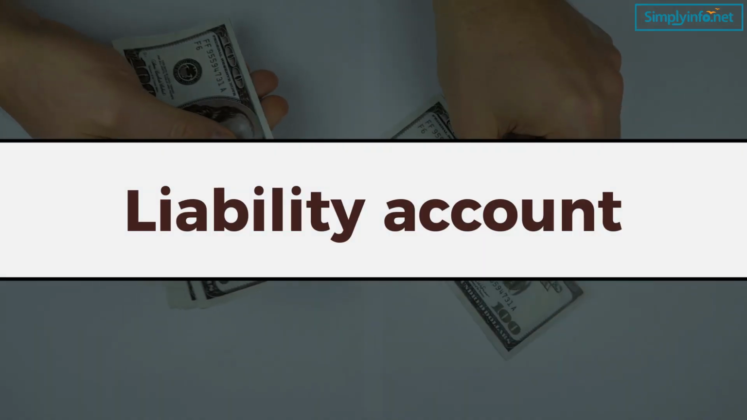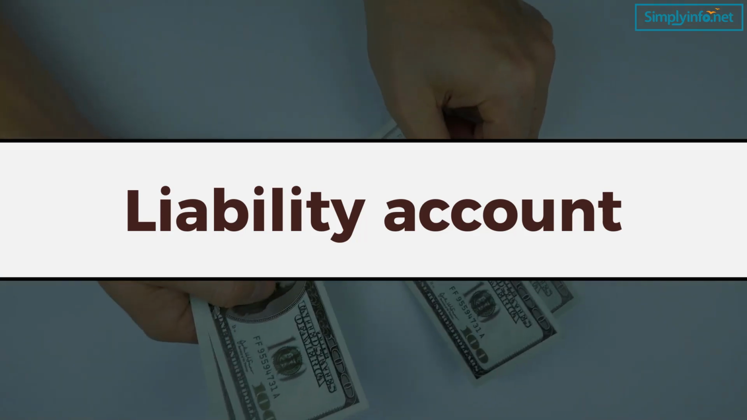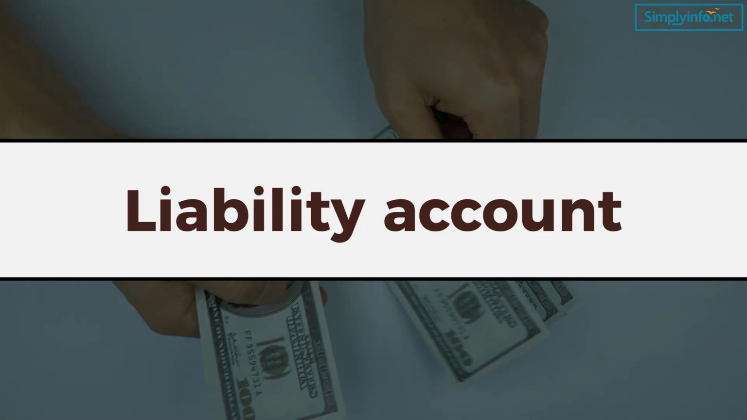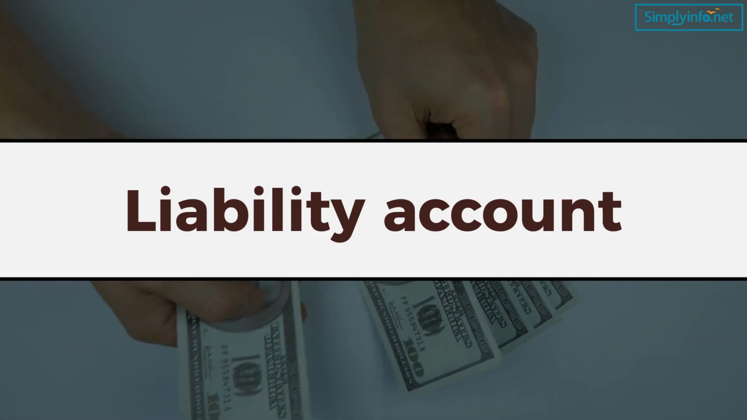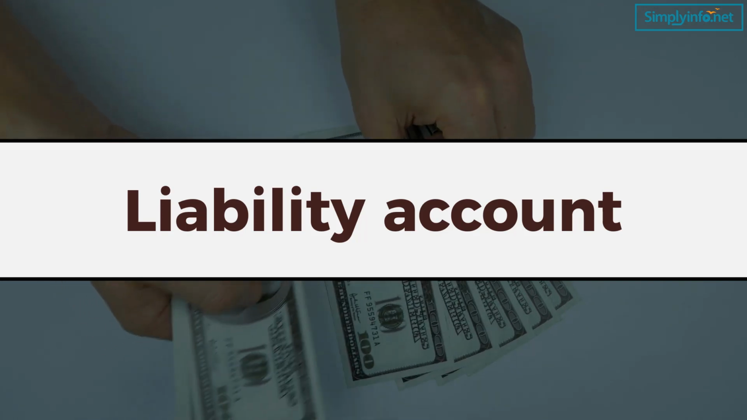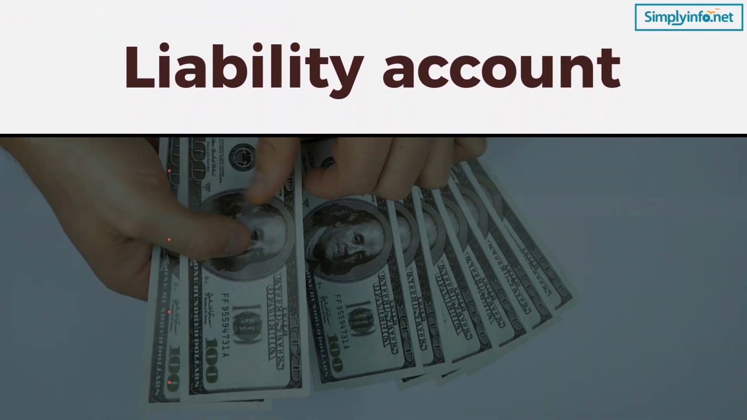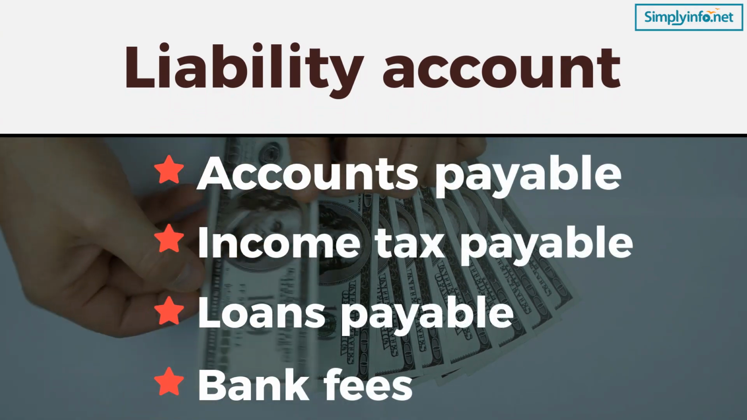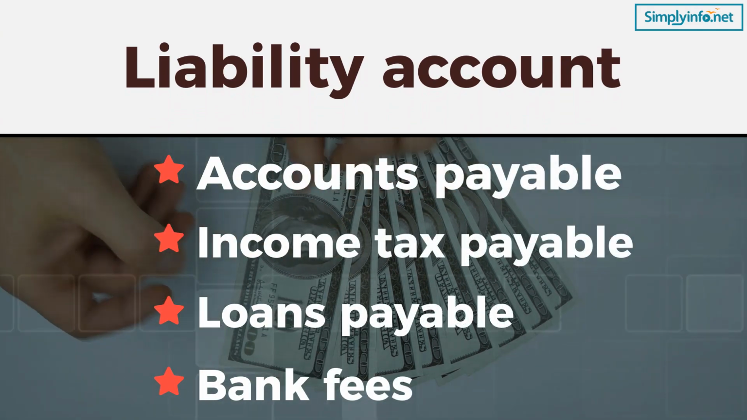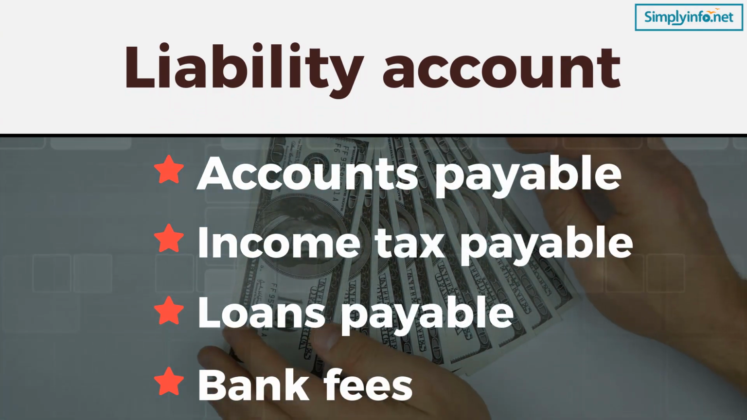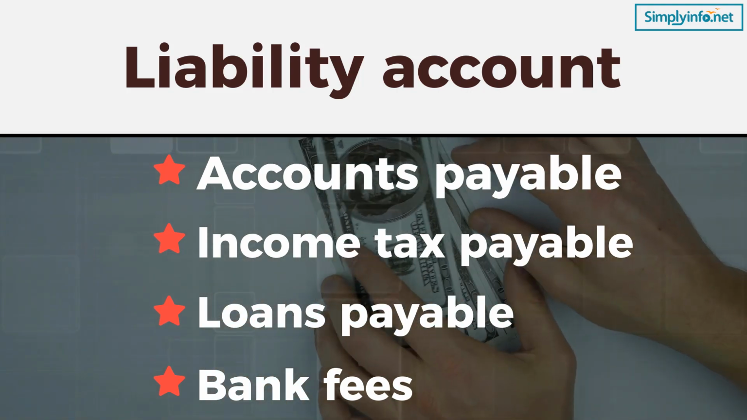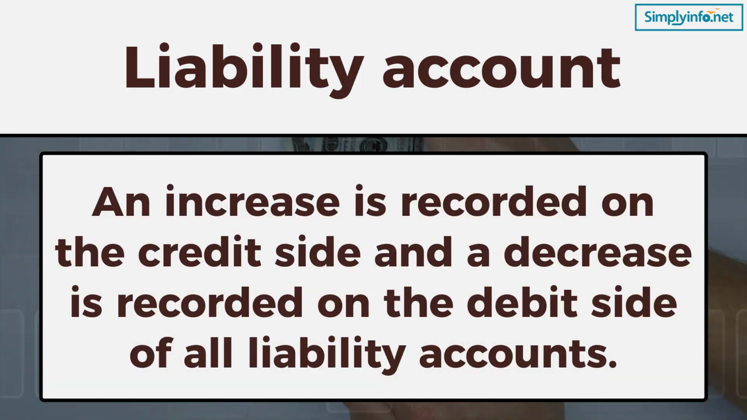Number 4. Liability account. These are the obligations that the company is required to pay. They indicate the amount payable by the company to the creditors. For example, accounts payable, income tax payable, loans payable, bank fees. Normal balance, credit. Rule: an increase is recorded on the credit side and the decrease is recorded on the debit side of all liability accounts.